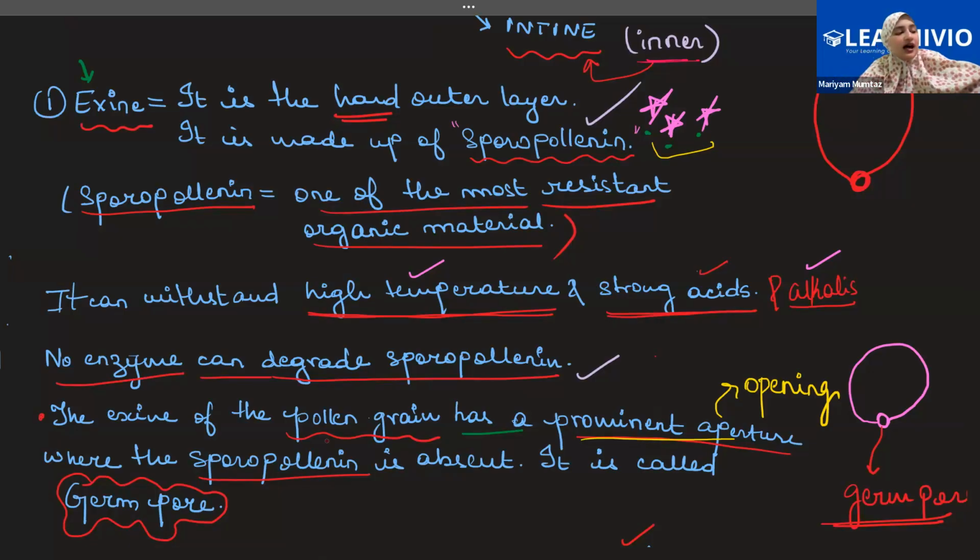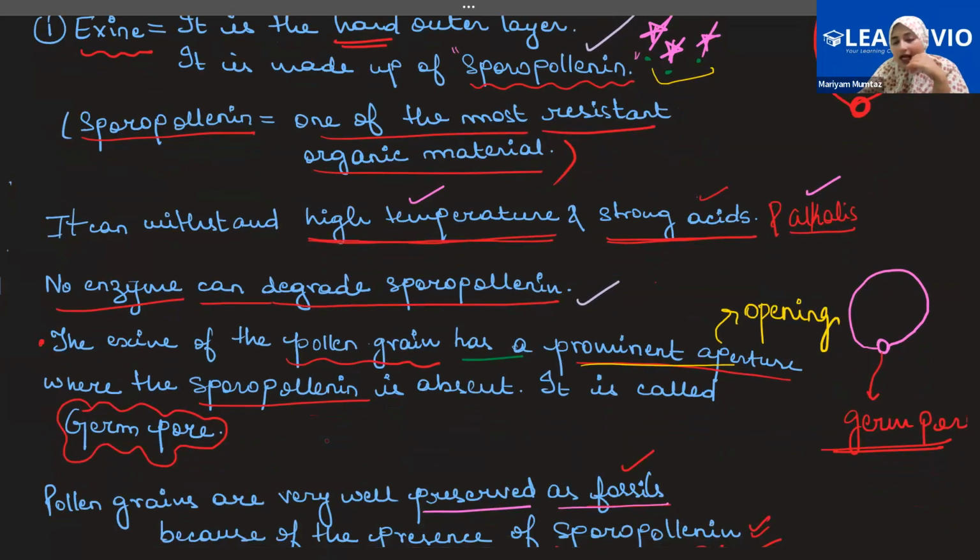Now, why is it so hard and resistant? Because it can withstand high temperature and strong alkalis. There is no base, there is no acid that will act on the sporopollenin and degrade it. Nothing can degrade it. No enzyme, no acid, no alkali, nothing can degrade sporopollenin.